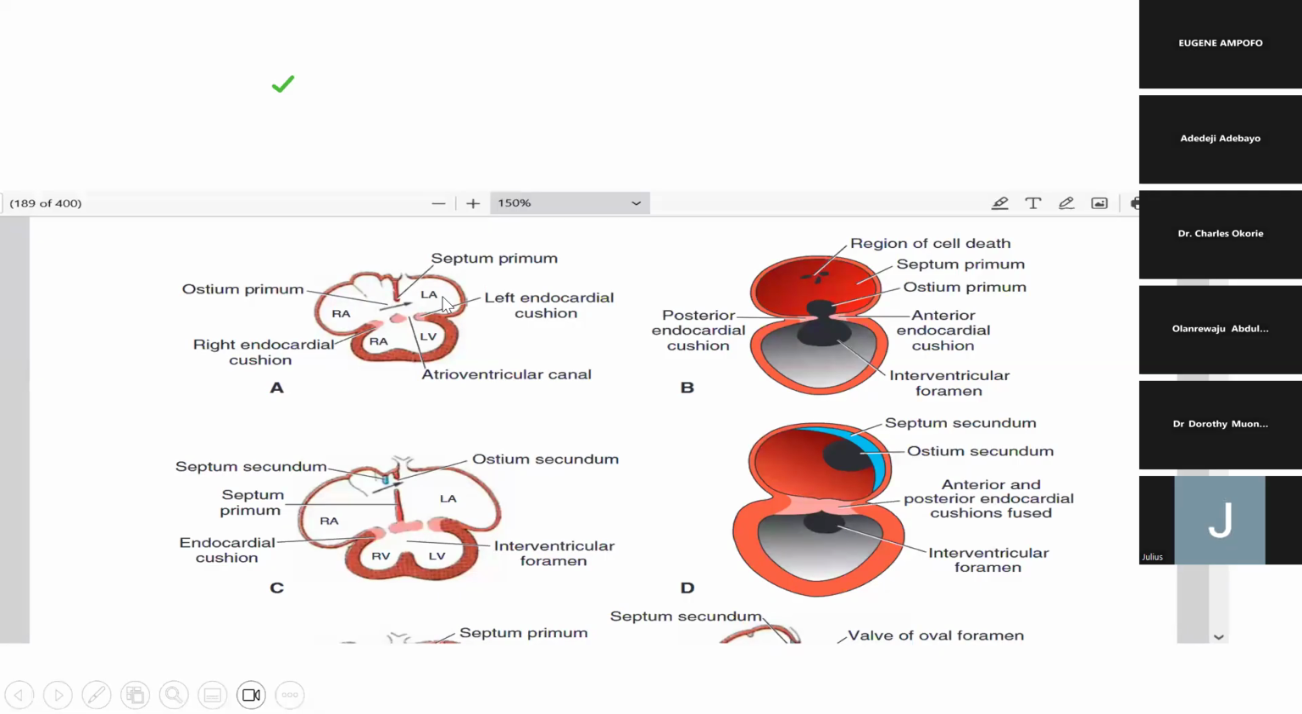We have the left atrium, and the presence of the ostium primum allows blood flow between the right atrium and the left atrium. The endocardial cushion is here on the right, while this is the left endocardial cushion. In between here, we have the atrioventricular canal. The other diagrams are also self-explanatory, and we can see the labeling as shown.